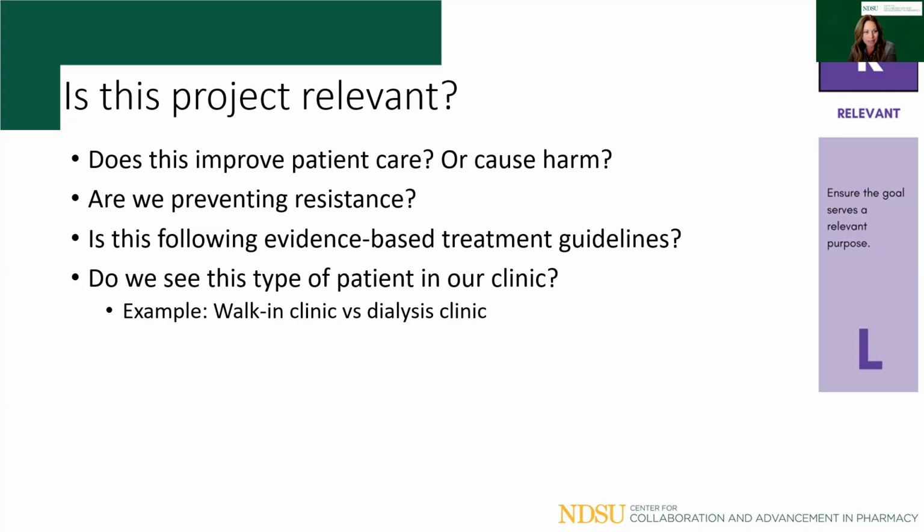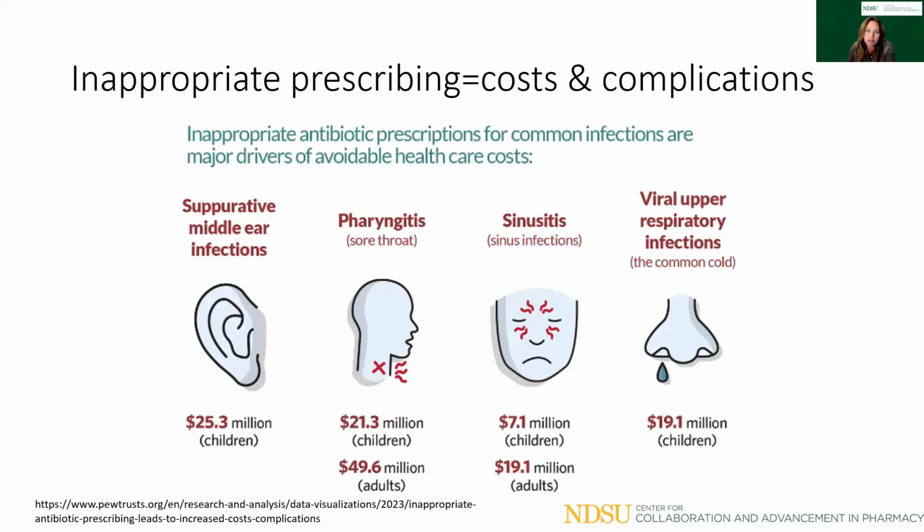And then a good question is, do you see this type of patient in your clinic? In a walk-in clinic, this SMART goal would be great. In a dialysis clinic, this SMART goal may not be so applicable. So really make sure that whatever goal you pick is relevant. And looking at relevance sometimes deals with cost as well. And this is an example from the Pew Trust on the cost of inappropriate prescribing, not just the cost of medicine, but of the complications that can occur when we inappropriately prescribe antibiotics.